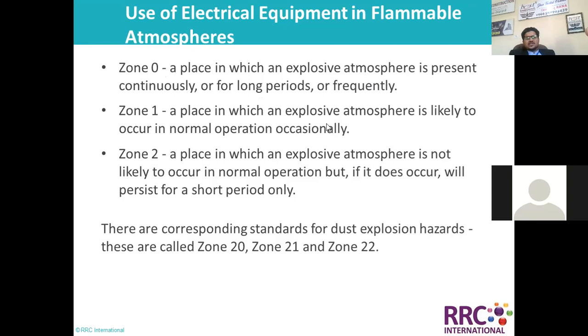Zone 1 is a place where an explosive atmosphere is likely to occur occasionally in normal operations. And zone 2 is a place in which an explosive atmosphere is not likely to occur in normal operations, but if it does occur, will persist for a short period only.